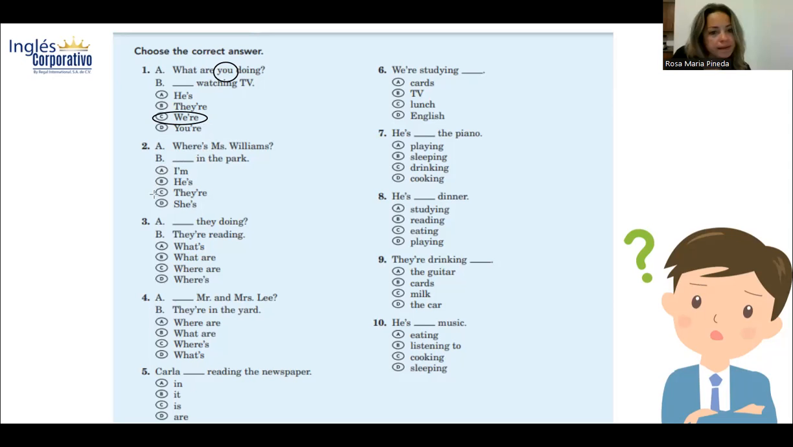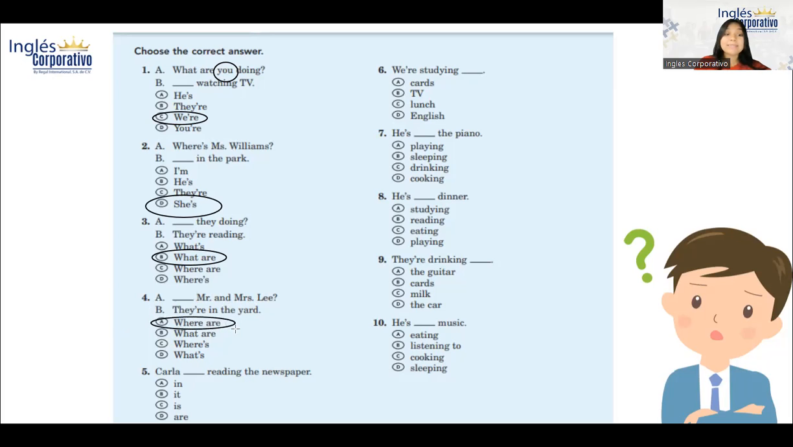Number two, where's Miss Williams? She's in the park. Okay, Miss Williams. What about number three? What are they doing? Excellent. They're reading. Very good. Number four, Mr. and Mrs. Lee. Where are they? They're in the yard. The lugar. Okay. What about number five? Carla is reading the newspaper. Excellent. Number six.